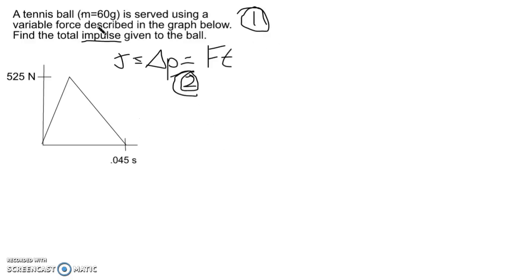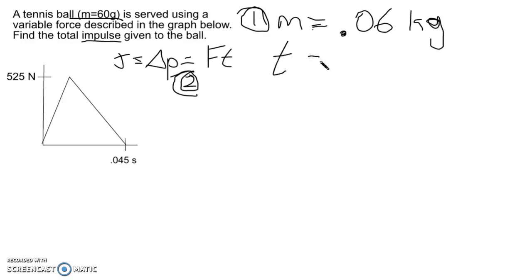Now, let's look at our system. We're given data. The tennis ball has a mass of 60 grams. Of course, first we want to convert this into SI, or standard units. In physics, the standard unit for mass is kilograms. So we're just going to divide 60 by 1000, and we get 0.06, because 1 gram is a thousandth of a kilogram.